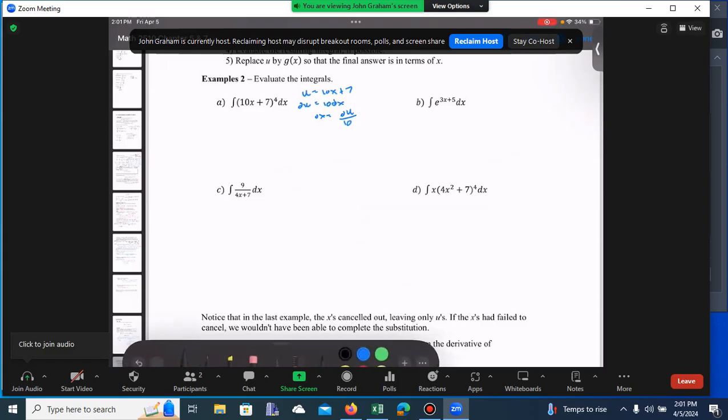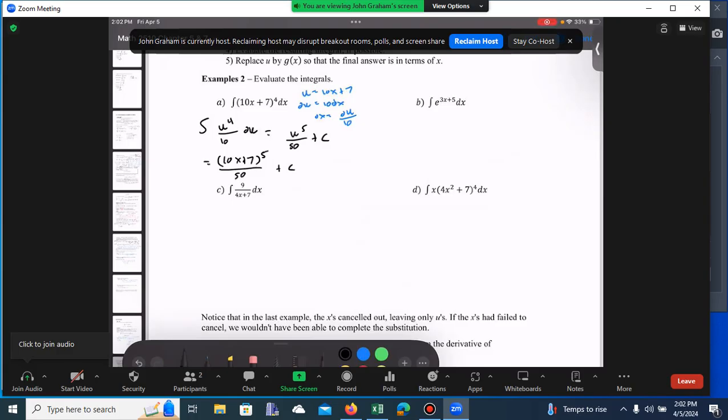So when we do that, our integral becomes u to the 4th over 10 du. Dividing by 10, that's not going to cause an issue with our antiderivative. It just takes a little longer. So we do the antiderivative, which will be u to the 5th over 50, plus c. And then we substitute in what we had for u, which is going to be (10x + 7) to the 5th over 50 plus c.